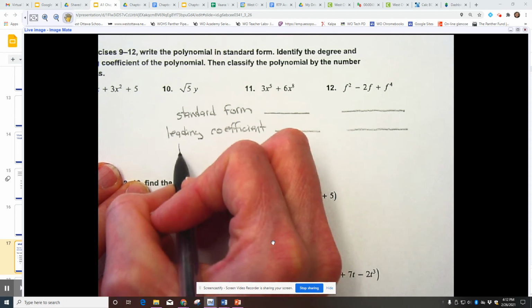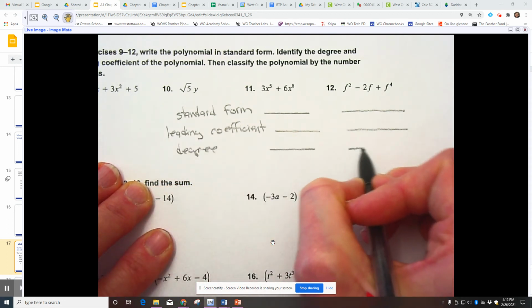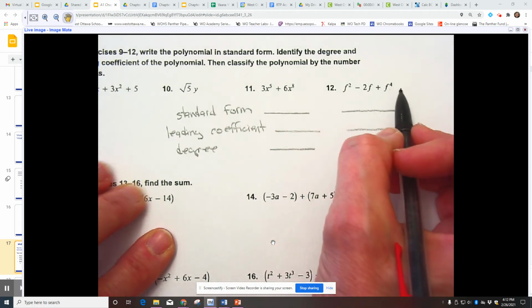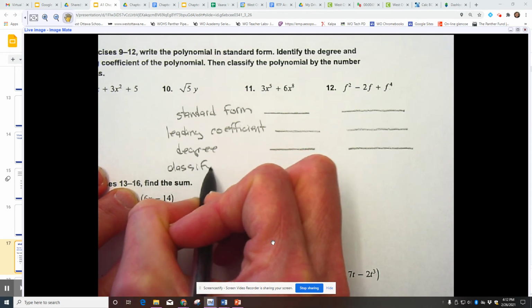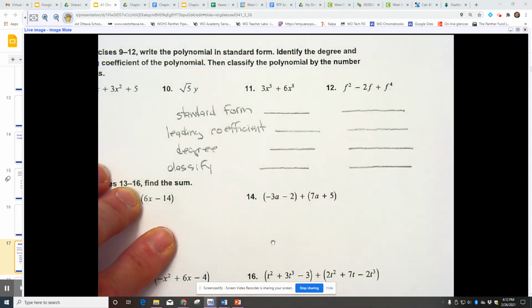Then we're going to find the degree of the whole polynomial. These are polynomials because they all have multiple terms. And then the last thing is we're going to classify it. So that means we're going to decide if it's a monomial, a binomial, or a trinomial.